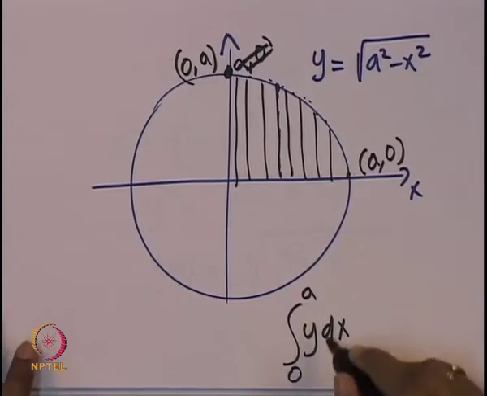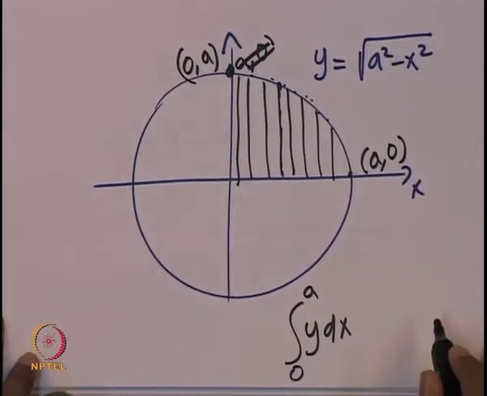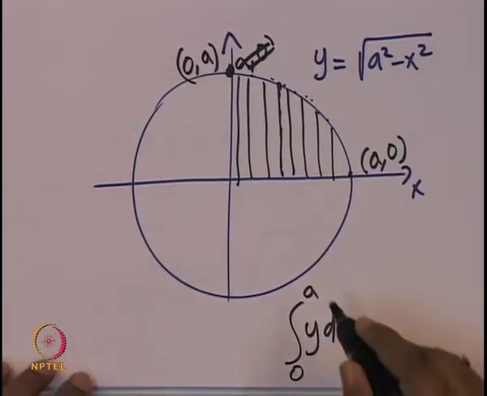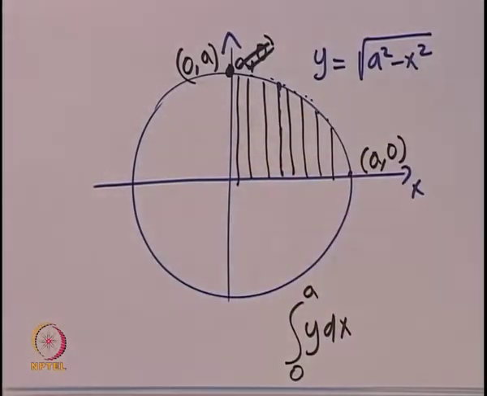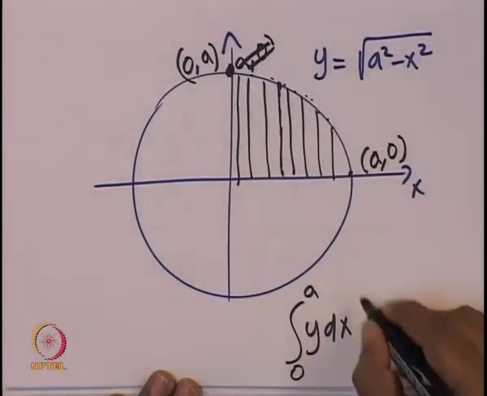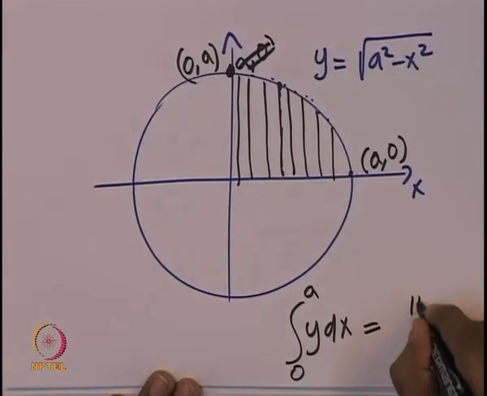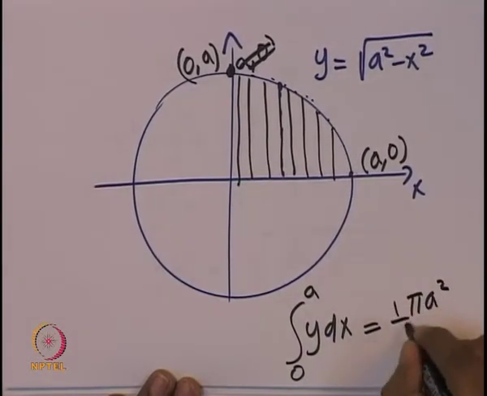So, the integral from 0 to a of y dx. If you can calculate this, it has to be the area, according to what we said. It has to be the area under this, and it has to be pi a square by 4.